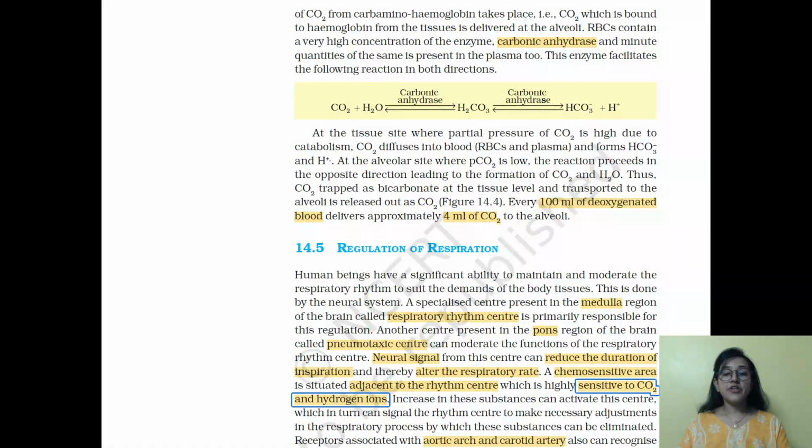So, every 100 ml of oxygenated blood carries how much oxygen? 5 ml of oxygen. And every 100 ml of deoxygenated blood carries how much carbon dioxide? 4 ml of carbon dioxide.